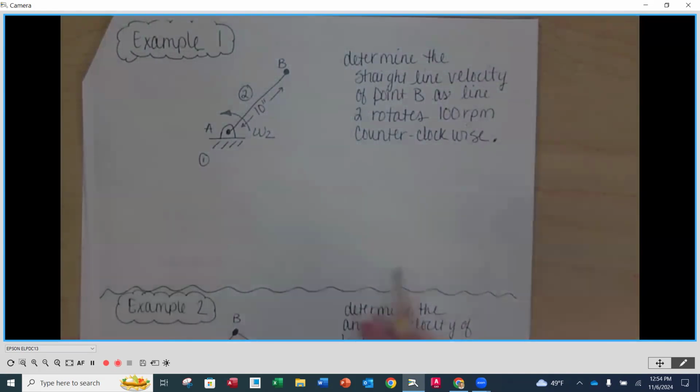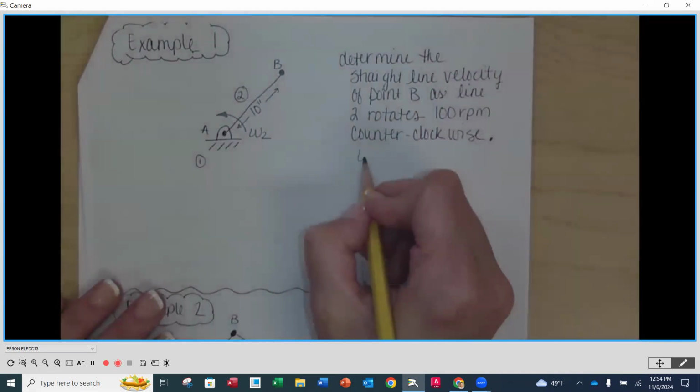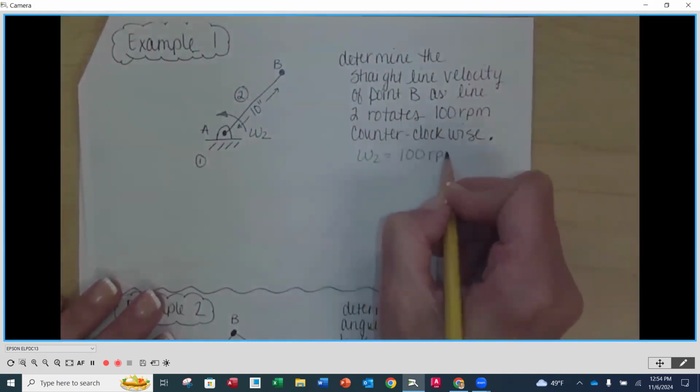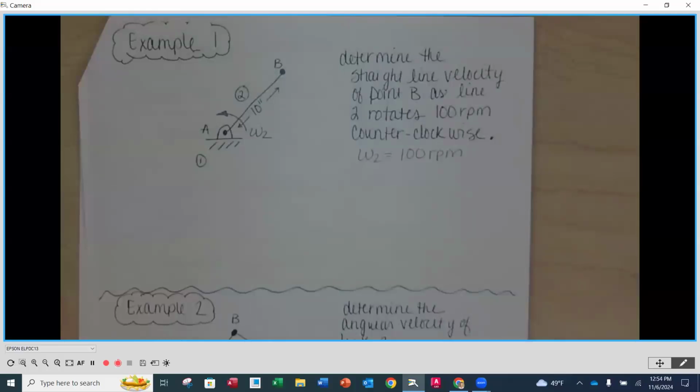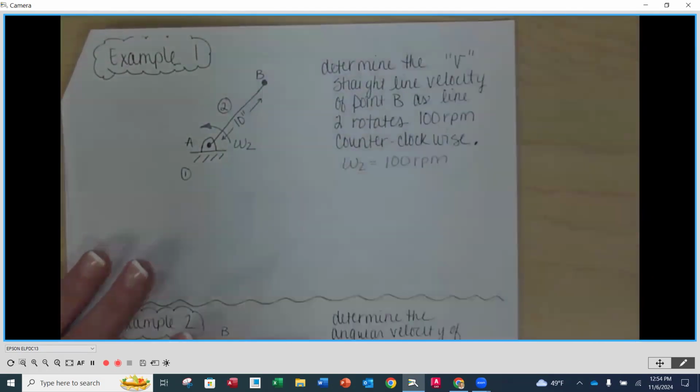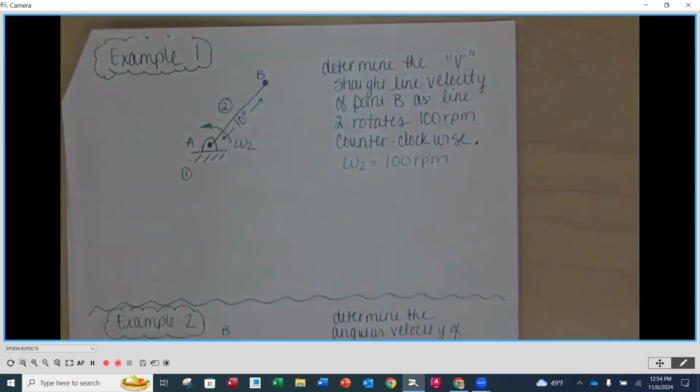All right, so that was this. Our W2 is equal to 100 RPMs, and that's a given for us. We want to determine the straight line velocity. Straight line velocity is going to be V. So now we want to draw that straight line velocity of B.